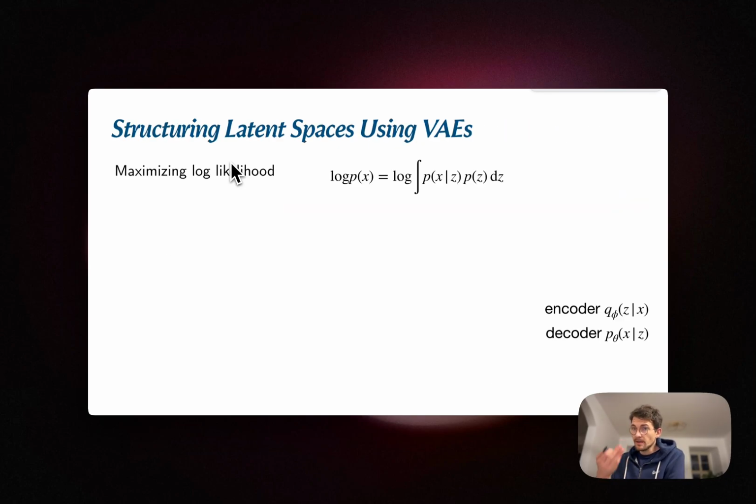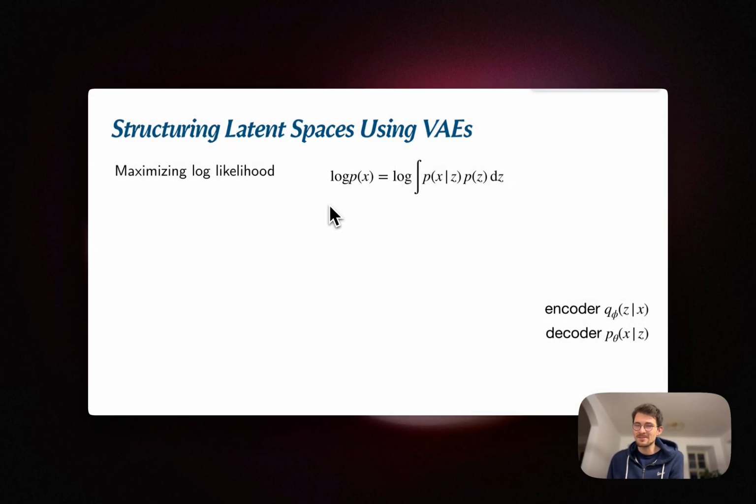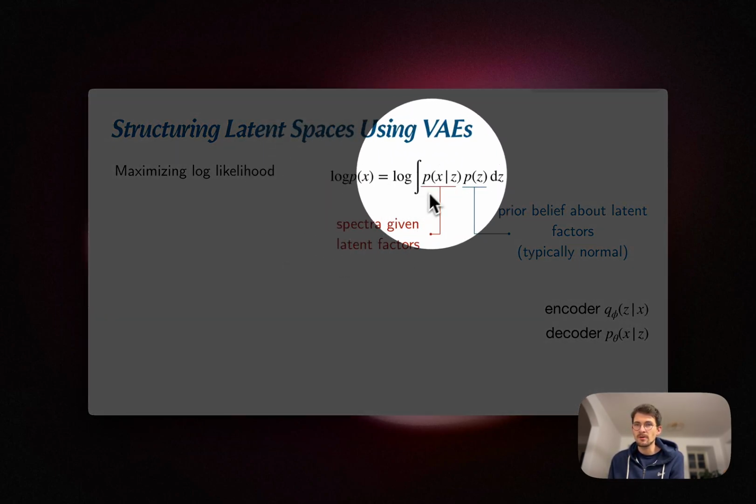We'd like to maximize, in this case, the log likelihood of the data. It means that basically the data should be likely under our model distribution. And you will see different terms here. We will impose this prior, which we would like our space to follow in the structure of the space. We have then how likely a spectrum is given a latent factor. And in practice, solving this is possible because this might be a neural network.